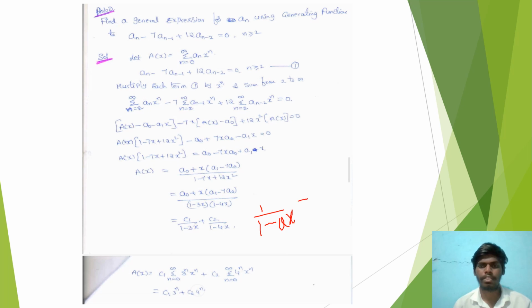So we can write this as, let's take the constant as 4. So we can write it as 4 into the summation over n equal to 0 to infinity.